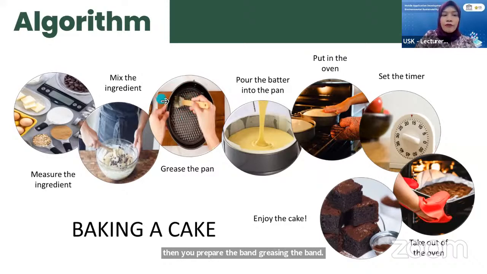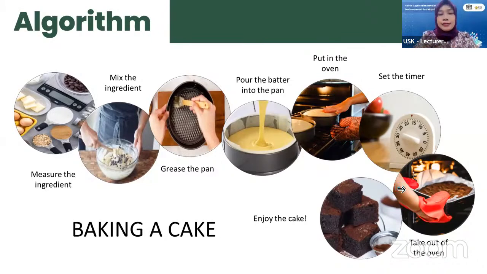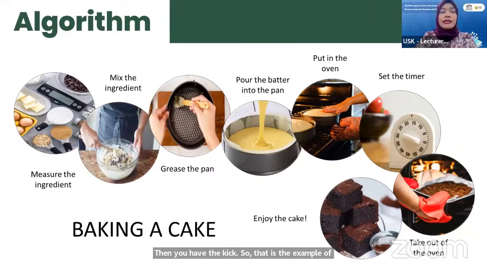After that, you have the ingredients mixed up, and then pour them into the greased pan. Okay, and then the next step, you put the pan with the batter in the oven. And don't forget to set the timer. After the timer rings, you take the cake out of the oven, and then you have the cake. So that is the example of baking a cake, an example of an algorithm in our daily life.